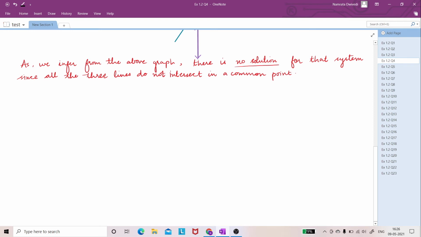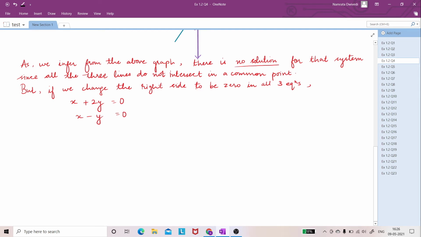Okay, but there is one more thing. If we change the right side to 0 in all the 3 equations, so what we'll have is x plus 2y is equal to 0, x minus y is equal to 0, and y is equal to 0. Then we can get some trivial solution. Okay, then we would have a trivial solution. And what is that trivial solution? x comma y equals 0 comma 0.